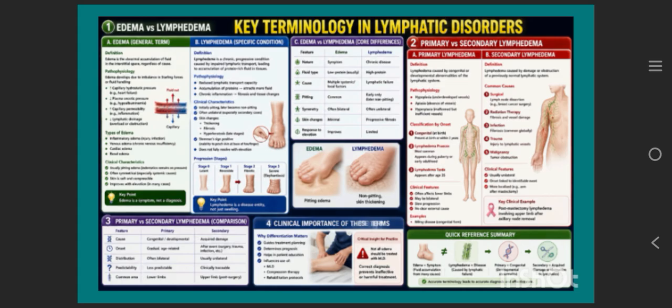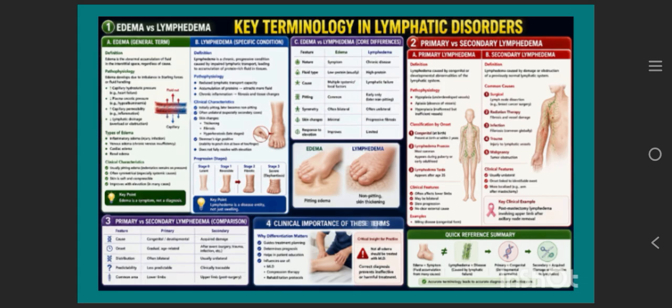The nature of edema is a symptom, and the nature of lymphedema is a chronic disease. The fluid type of edema is usually low protein, and the lymphedema fluid type is high protein. Edema causes are multiple systemic or local factors, and lymphedema causes are lymphatic failure. Edema pitting is common, and lymphedema pitting is early only. Edema symmetry is often bilateral.